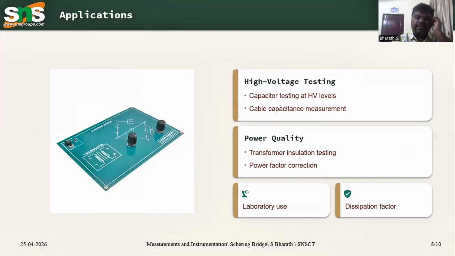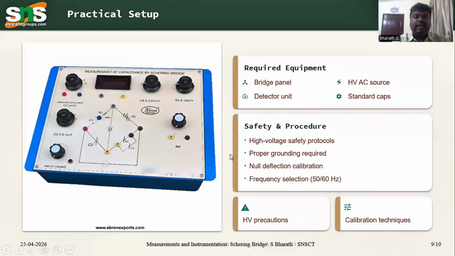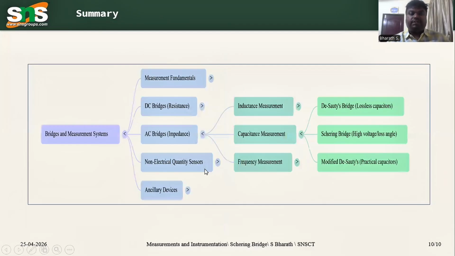We have various applications of the Schering bridge in high voltage testing, capacitor testing at HV levels, cable capacitance measurement, and also power quality measurement, transformers, insulation testing, laboratory usage and dissipation factors. For the practical setup, we can have this Schering bridge practical setup. We have already discussed this from the laboratory point of view. High voltage safety protocols are also applicable for this Schering bridge.